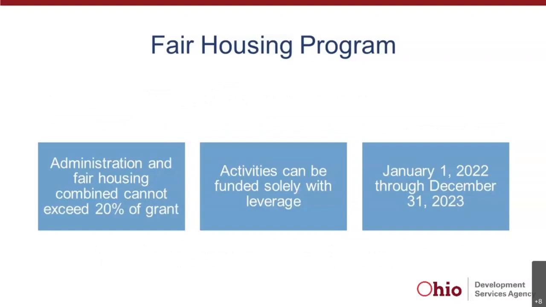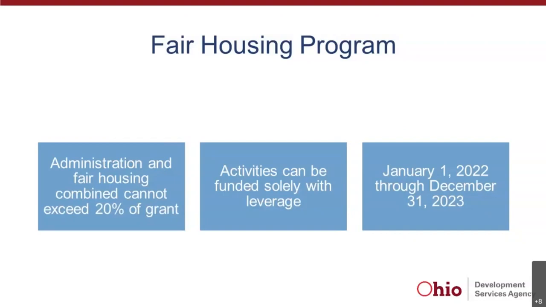Fair housing is also a required component of the allocation program. Administration and fair housing combined cannot exceed 20% of the grant. Activities can be funded solely with leverage. Grant funds do not have to be requested for fair housing, but every application must include a standard fair housing program.